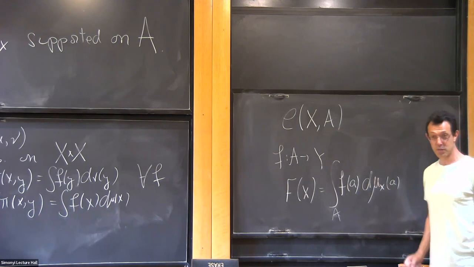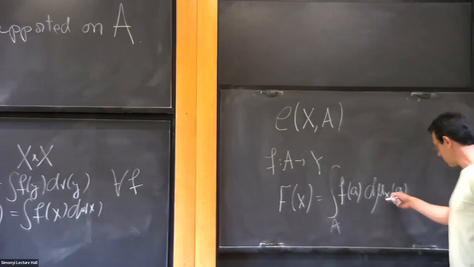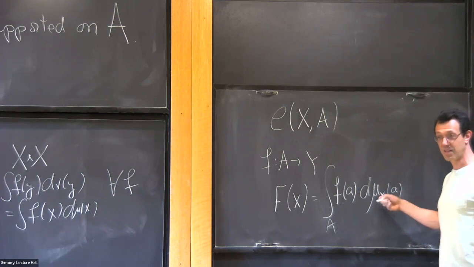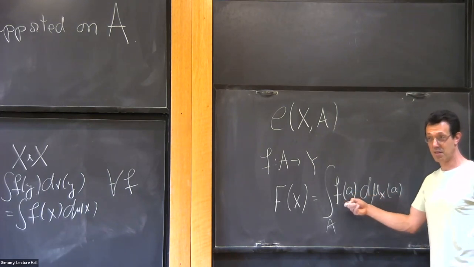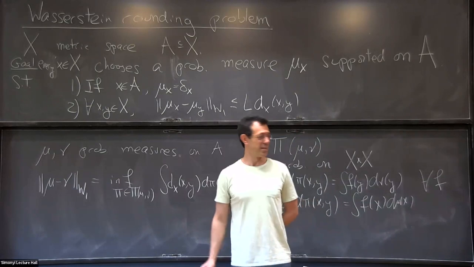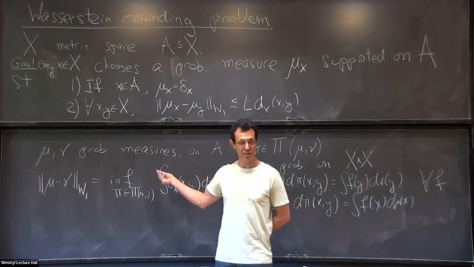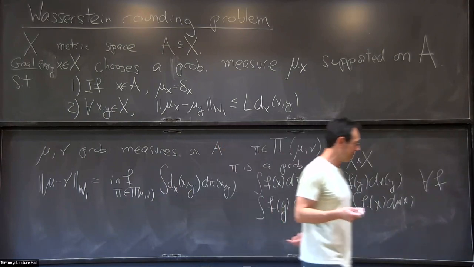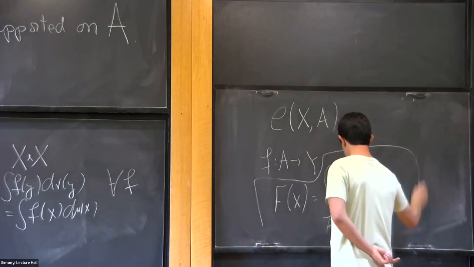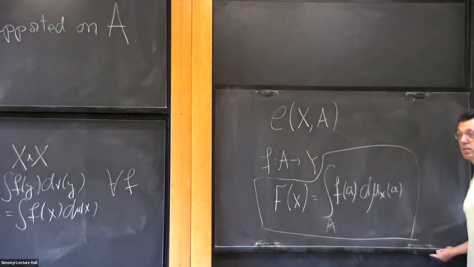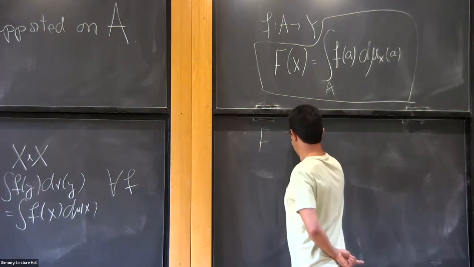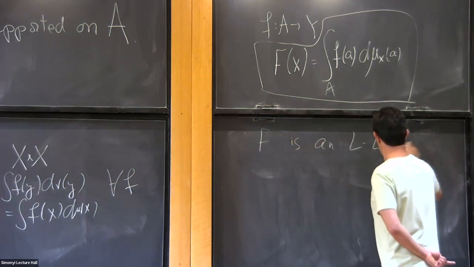And you can check that this is L-Lipschitz, if the original function was Lipschitz. And the fact that this was a delta mass at x, if x was in A, is precisely saying it's an extension. So it's obvious that you want something like this. Now there's a converse, it cannot be the way I wrote it. I don't know if anybody sees what's special about this extension formula, which doesn't fit in here. So capital F is an L-Lipschitz extension. That's always true.